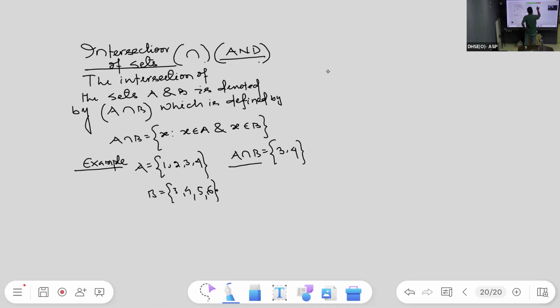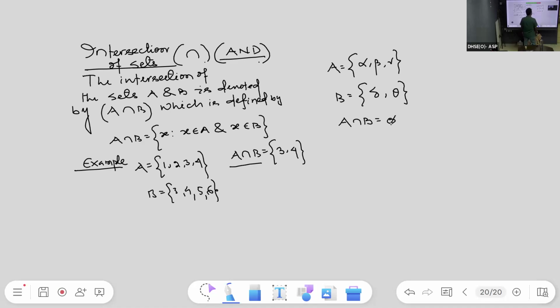Come to another example. Let A be the set containing the elements alpha, beta, gamma, and B be the set containing the elements delta, theta. Now tell me what will be A intersection B. Here no element is common to both the sets, hence A intersection B is the null set.